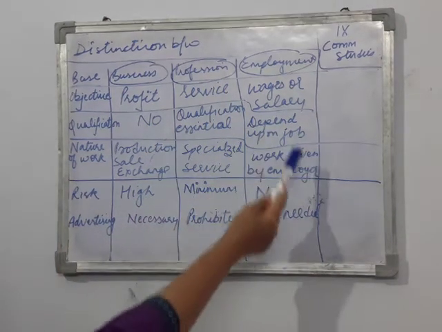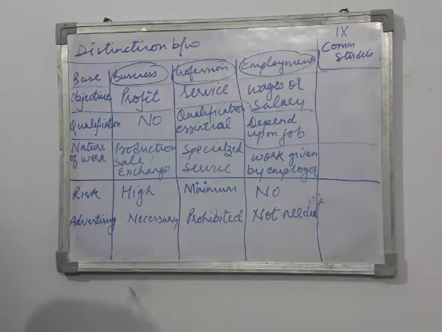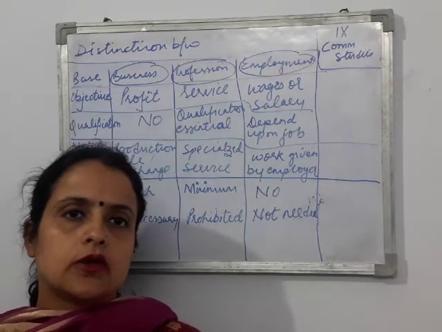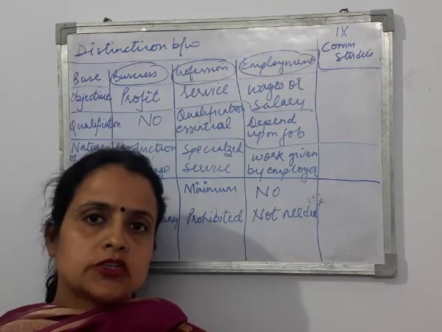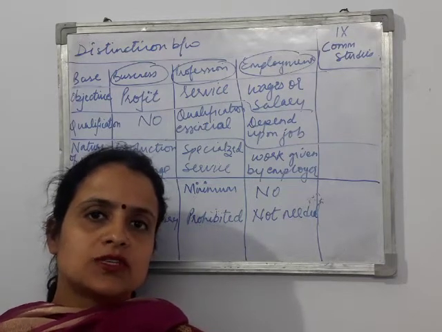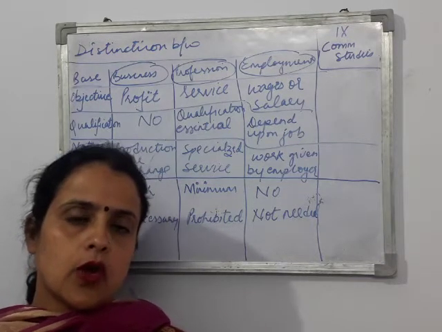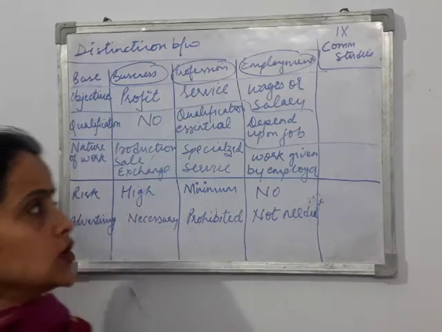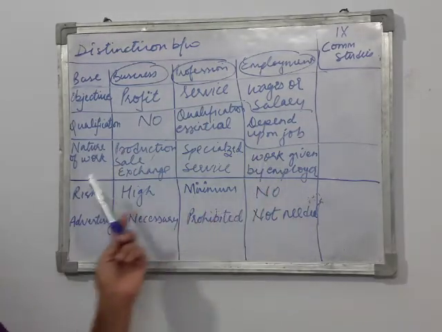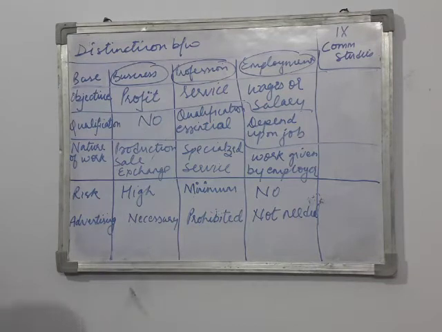Now the nature of work in employment is work given by the employer. Who is the employer? I told you earlier also that an employee is a person who is working under someone, और वो जिसके अंडर काम कर रहा होता है वो employer होता है. सो अंडर एम्प्लॉयमेंट, नेचर ऑफ वर्क में ये है कि किस तरह का काम उसे एम्प्लॉयर ने दिया हुआ है.